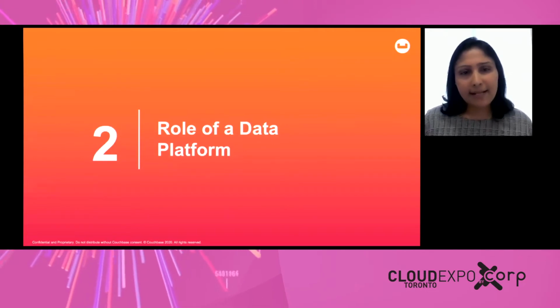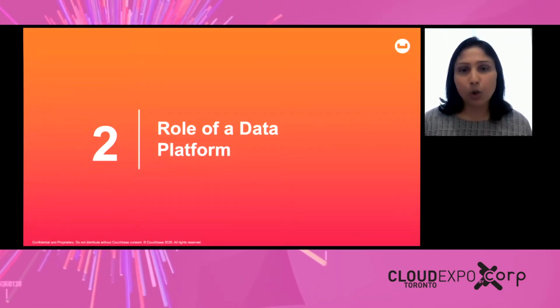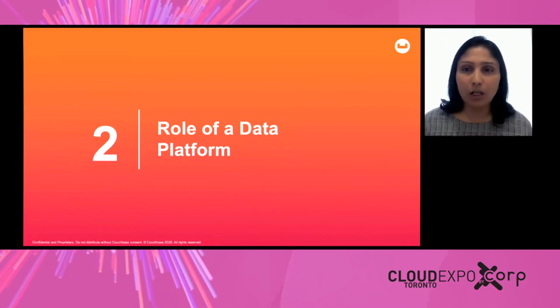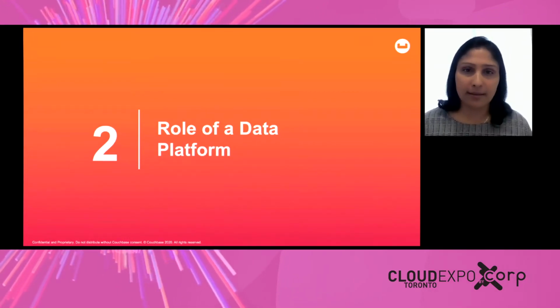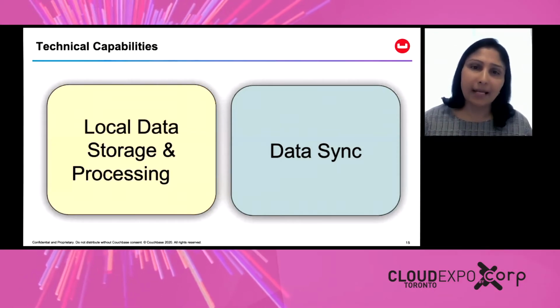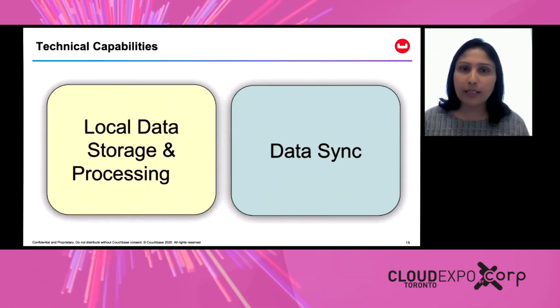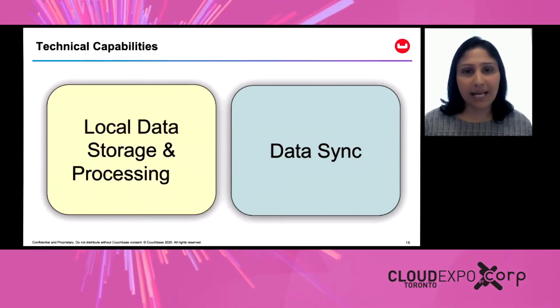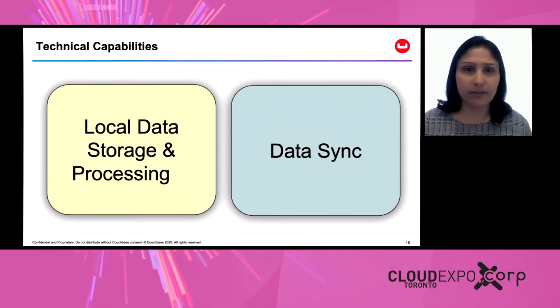So as you can see, a data platform has an integral role to play in this edge compute architecture, because really at the end of the day, it's all about where the data is stored and processed. So when it comes down to it, there are two main elements of the solution: the ability to locally store and process the data, and the ability to sync the data with cloud data centers when there is internet connectivity.